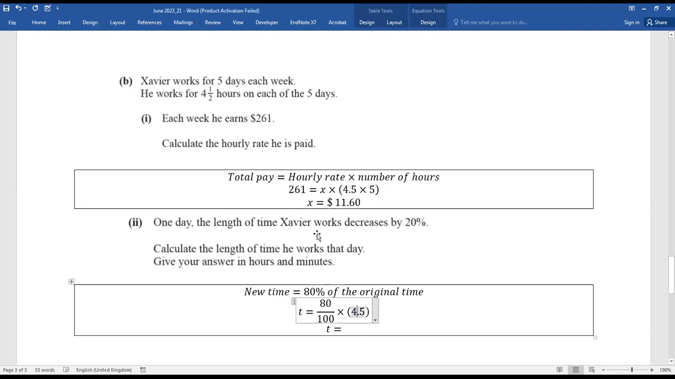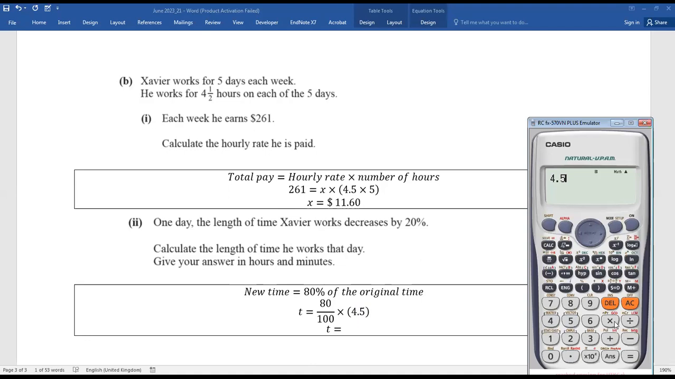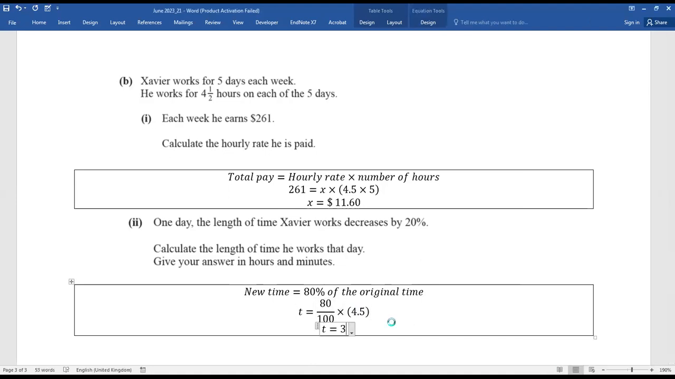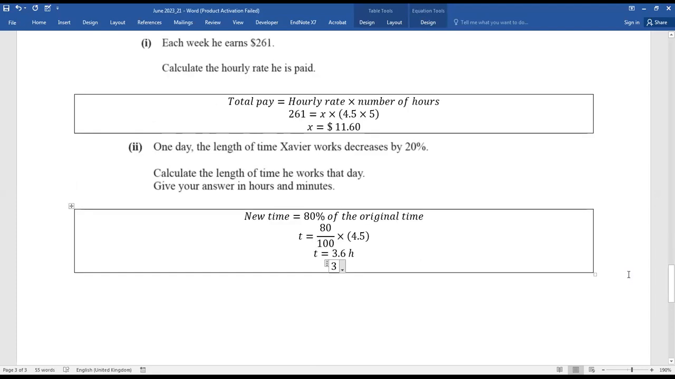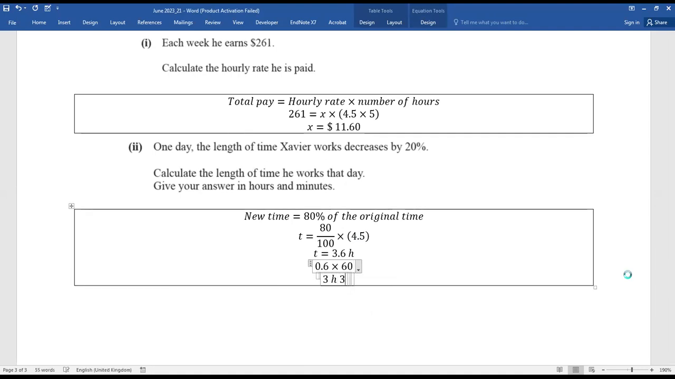He's asking about a day, not the entire week. So in one day he works for 4.5 hours. We just multiply that by 80%. So 4.5 should be multiplied by 0.8, which is 3.6 hours. Now remember, 3 hours are complete, but what about 0.6 hours? Now 0.6 has to be multiplied by 60 to convert that into minutes. So what do we get? 3 hours and 36 minutes, because that is how the question wants us to give our answer.